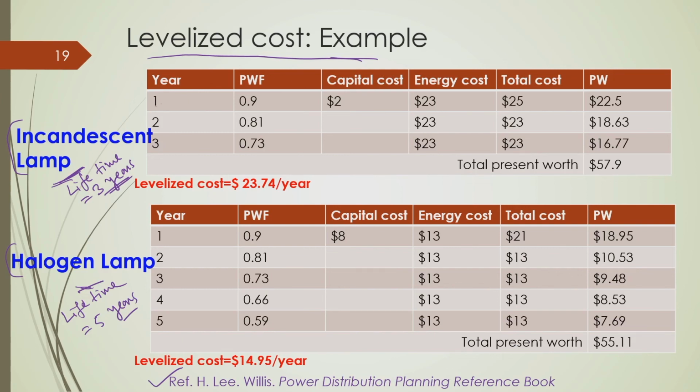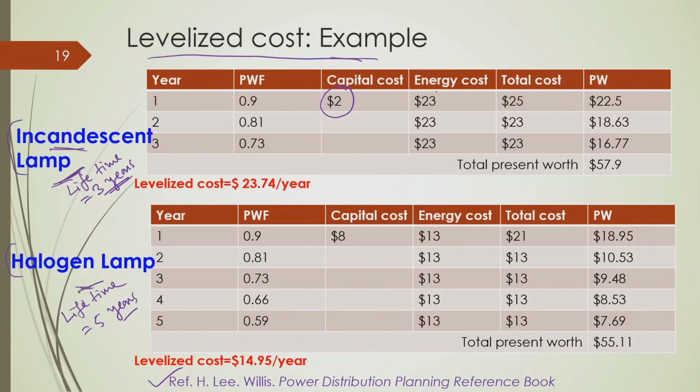So, here you can see for purchasing the incandescent lamp, we need only $2 as capital cost. Okay. But it will account for energy cost, that means how much energy it will consume. If you convert it to the energy cost, this will account for an energy cost of $23 in each year, each 3 year. Okay. This is basically a variable cost, or recurring cost, and this is the capital investment or one time cost. Okay. So, if you add up these two, the total cost will be $25 in the first year and second year onwards $23.